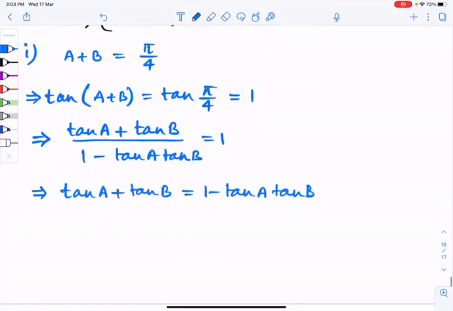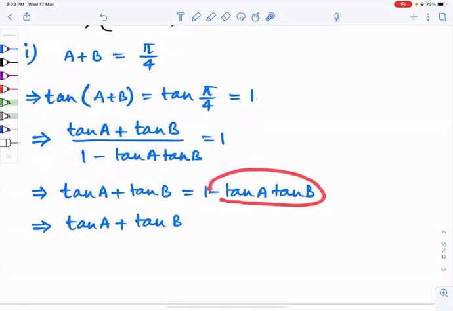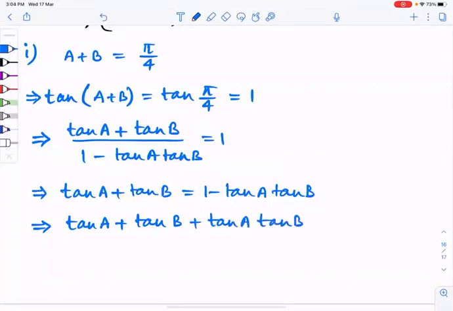Let us do it in this way. I can rewrite this previous step by bringing minus tan A tan B to this side. So it will become plus tan A tan B. Right hand side there will be a 1. I am going to add a 1 here and here, that is extra. This is extra addition I have done.